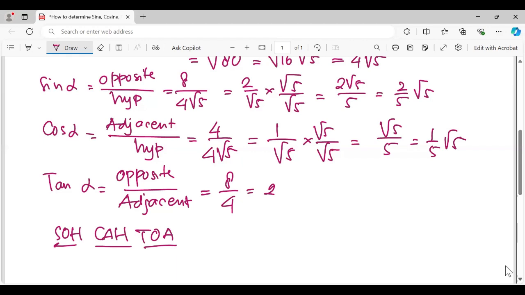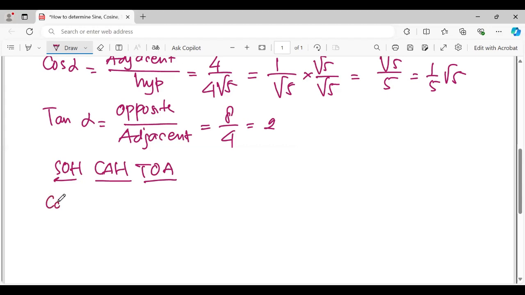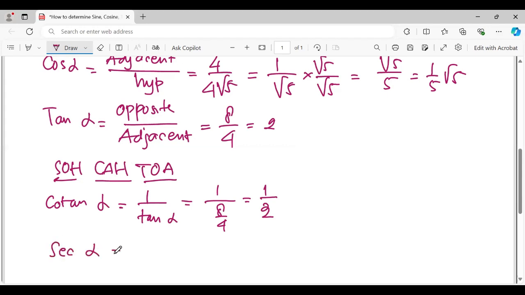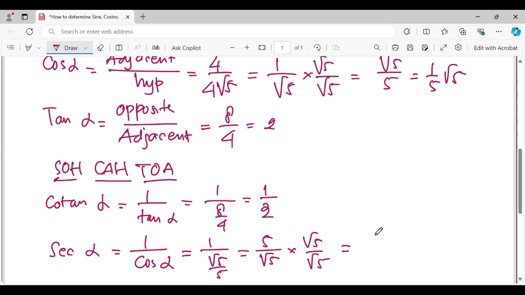Next, cotangent. Cotangent alpha is the reciprocal of tangent alpha, 1 over tangent alpha, equals 1 over 8 over 4, which is 1 over 2, or half. Next, secant alpha is 1 over cosine alpha. Cosine alpha is this one, 1 over square root 5, so it is square root 5 over 1 over 5. To simplify this, multiply by square root 5 over square root 5, and it becomes 5 square root 5 over 5, which is square root 5.